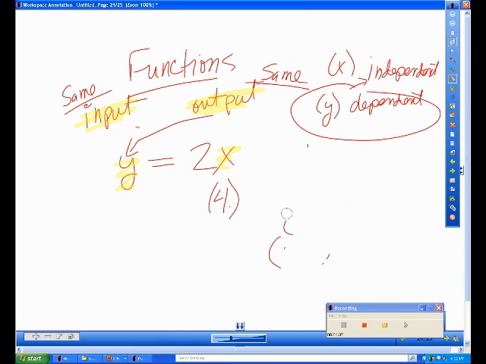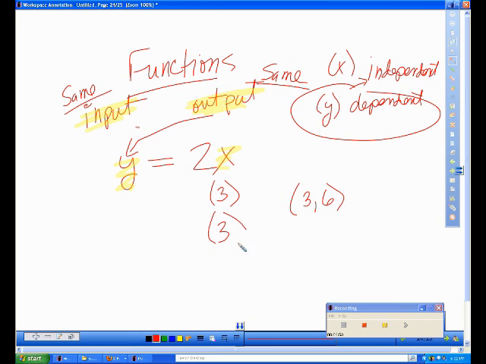Well, let's try a different input. See if maybe it makes a difference if it's something different. So I'm going to put in a 3 for x this time. So 2 times 3 is 6. So one solution is (3, 6). Let's see. Well, maybe I'll put in a 3 again and it'll come out different. 2 times 3, nope, still 6. How many people think this is really silly? Let me try to do 3 again. Nope, still going to be 6.